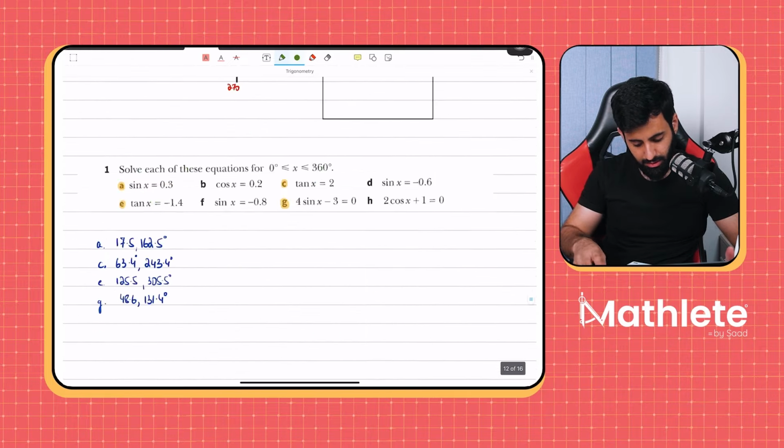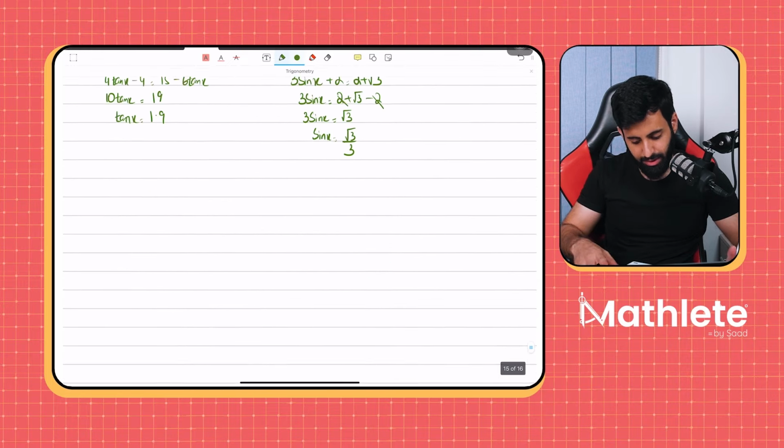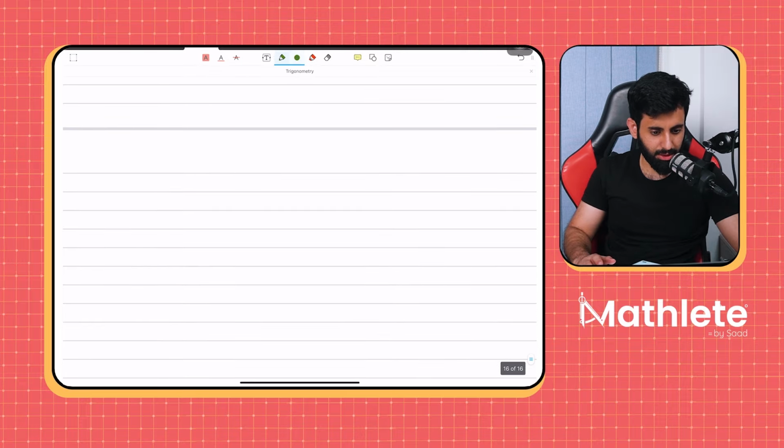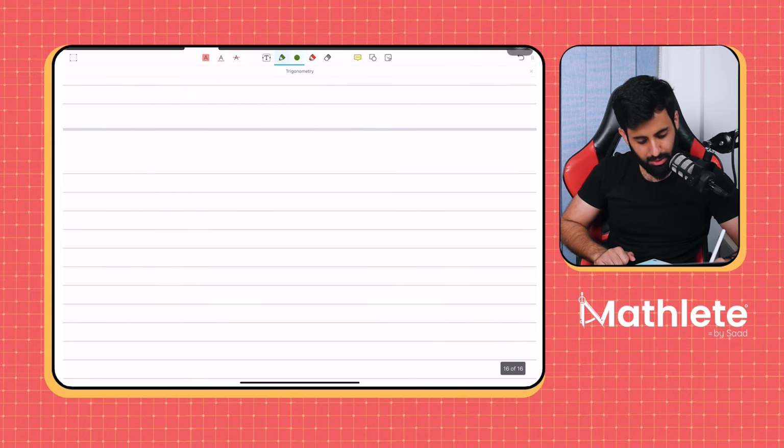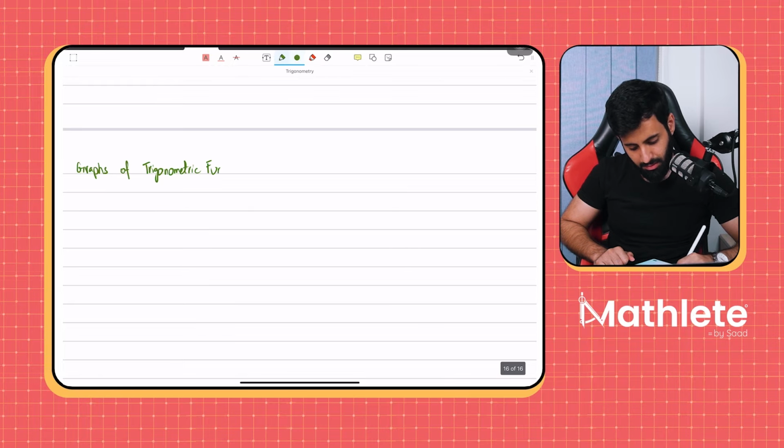So let's start with some trigonometric graphs. Now there are three main graphs that you have in your syllabus. You know which ones? Do you know the three graphs that you have in your syllabus? Sine, cos, tan. Okay. So graphs of trigonometric functions: sin x, cos x, and tan x.